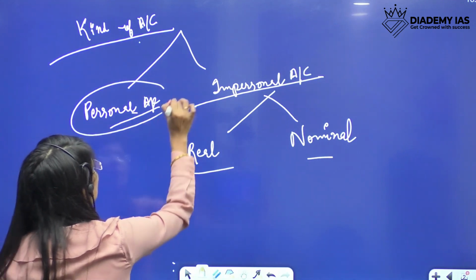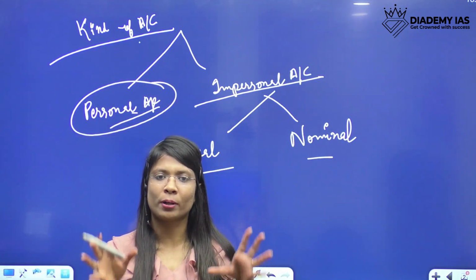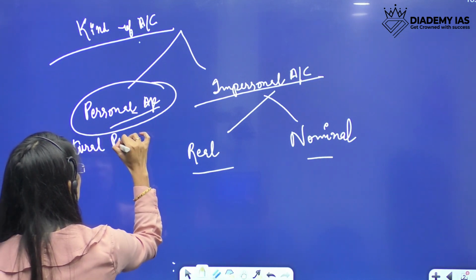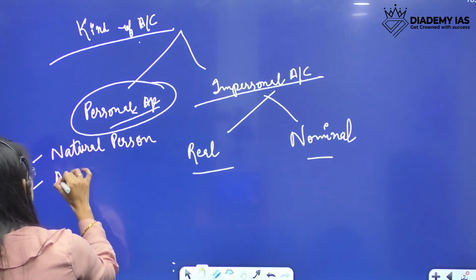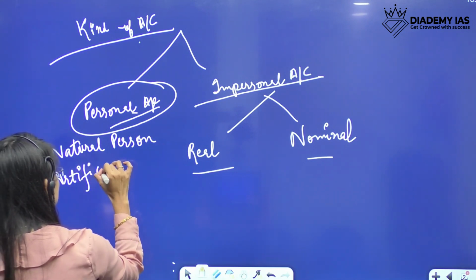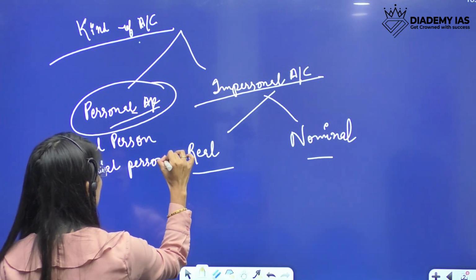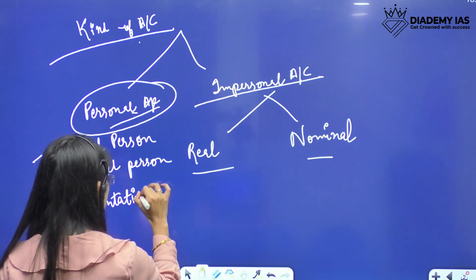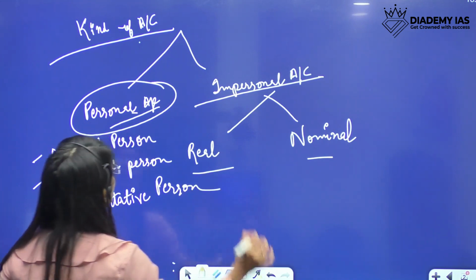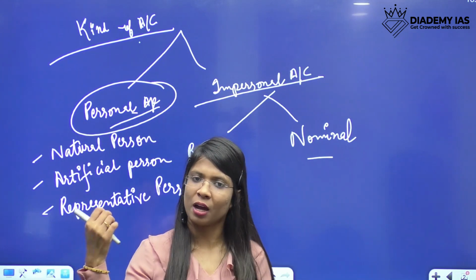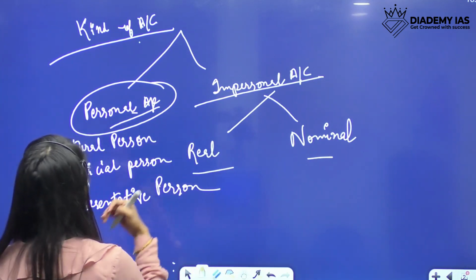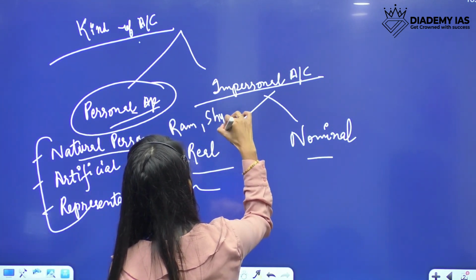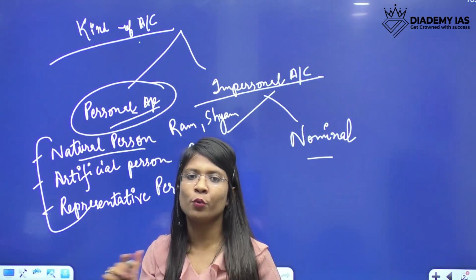So personal accounts, as the name suggests, tell about a person. The person could be any natural person, any artificial person, or any representative person. So there can be three types of person: natural person, artificial person, representative person. What do we mean by these three terms? Natural persons are Ram, Sham. They are natural persons. So Ram and Sham would be personal accounts.